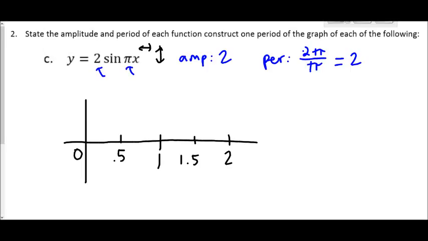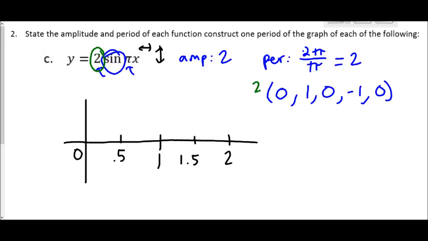So there's our graph. This is a sine function, so we're going to use the sine pattern that starts with a 0, then 1, 0, -1, and 0. The only thing that's changing is the 2 in front, so the amplitude gets multiplied, and our new pattern is 0, 2, 0, -2, and 0.